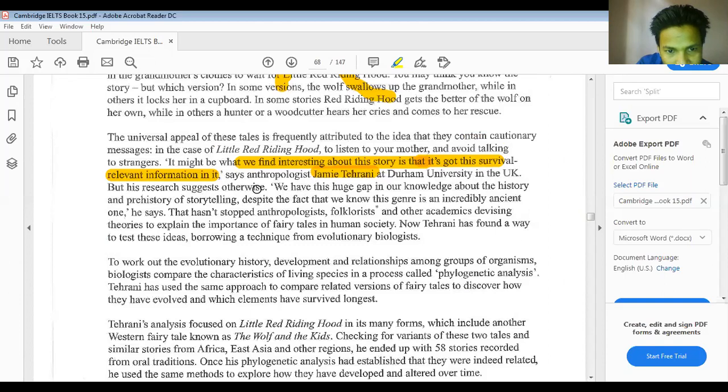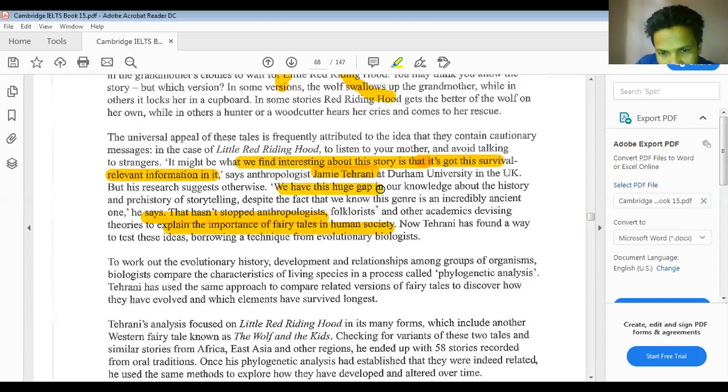Okay, but this research suggests otherwise. We have this gap in our knowledge about the history and prehistory of storytelling, despite the fact that this genre is an incredibly ancient one. He says that has disturbed anthropologists. Other academics devise theories to explain the importance of fairy tales in human society, and Tehrani has found a way to test these ideas, borrowing a technique from evolutionary biologists. And what does it say?